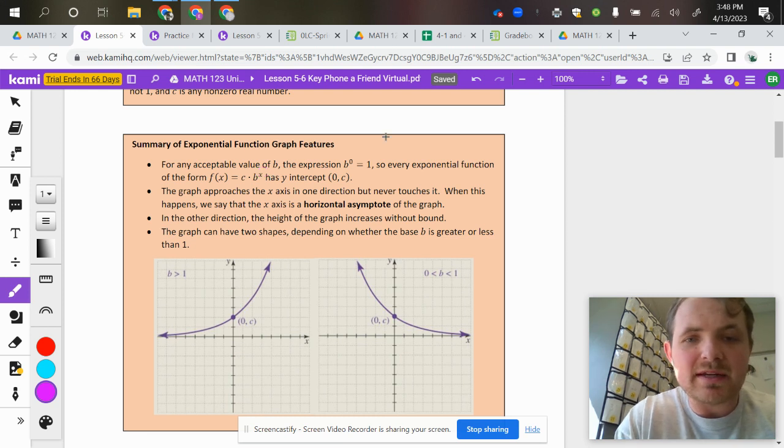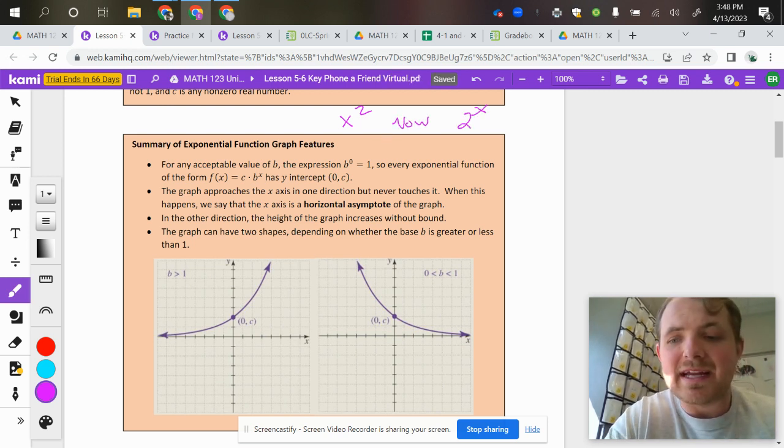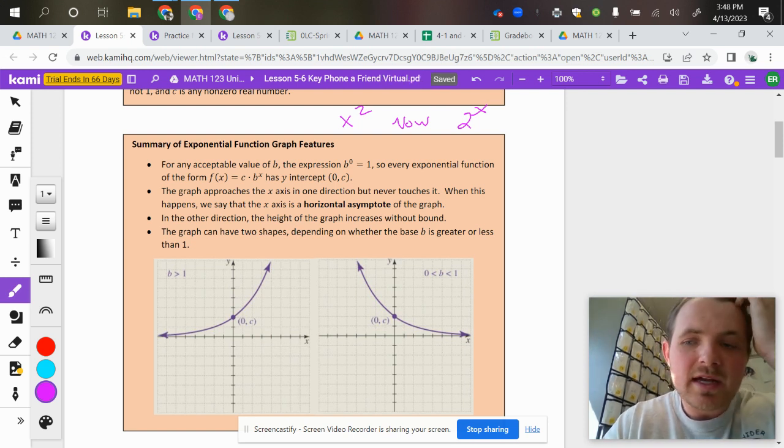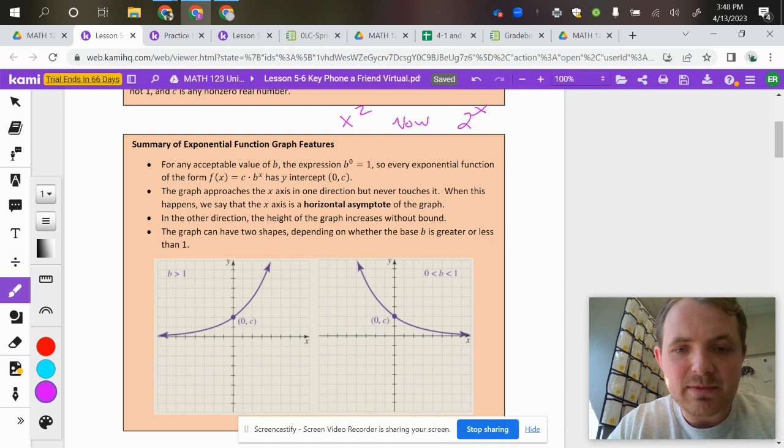So the new thing is that the exponent is now the variable. We've been dealing with things you've maybe seen before, like x squared, but now that x squared is different. It's 2 to the x. So the x is now in the exponent instead of a specific number in the exponent.